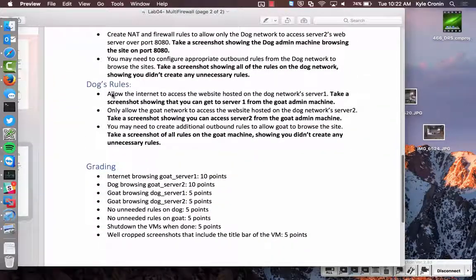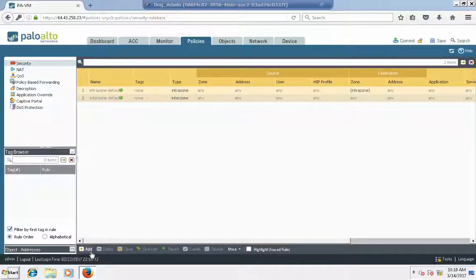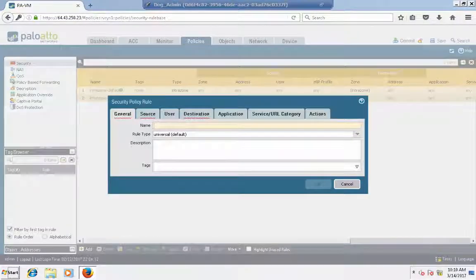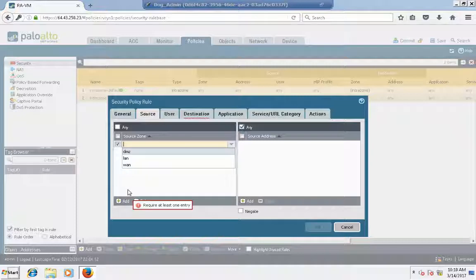Dog's rules. Allow the internet to access the website on server 1. So we will add a new policy. Allow internet server 1, right? What's the source of the traffic going to be? Source zone? WAN, so it's coming from the internet.